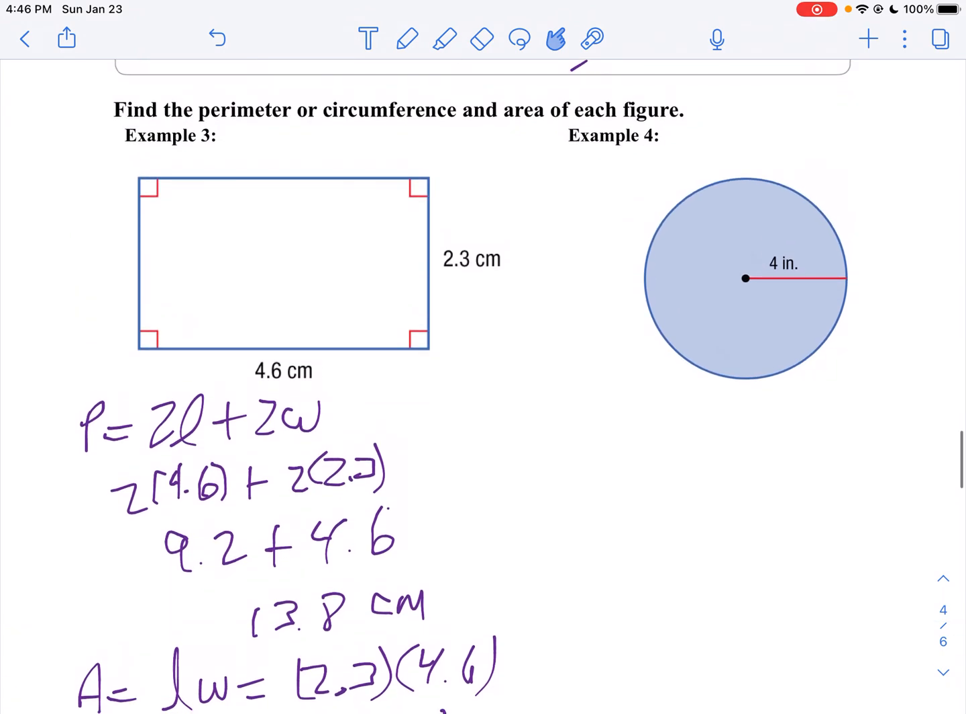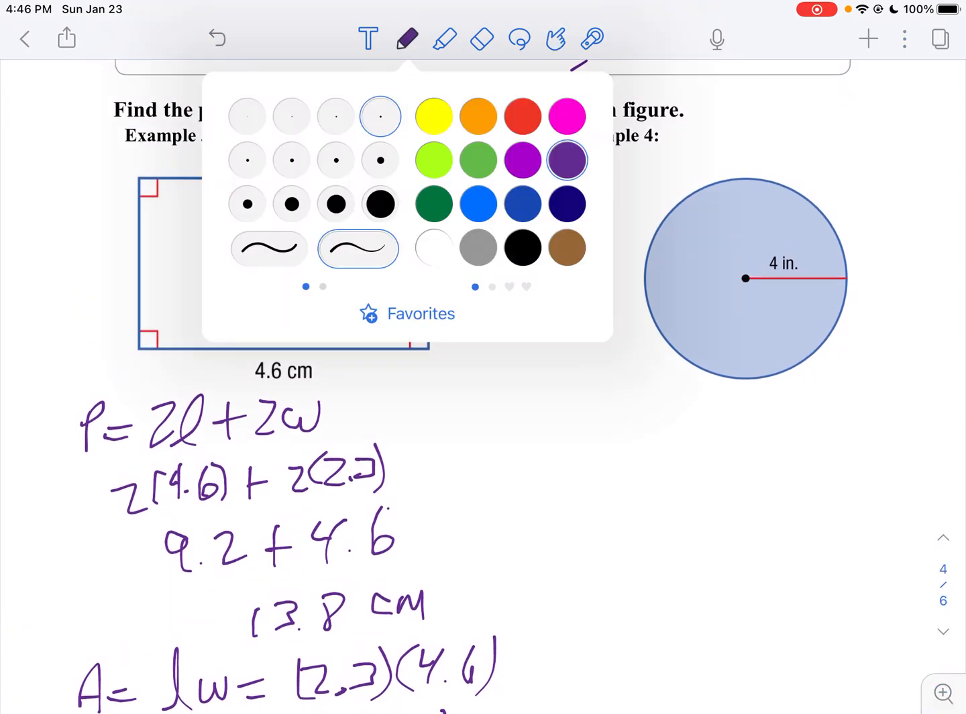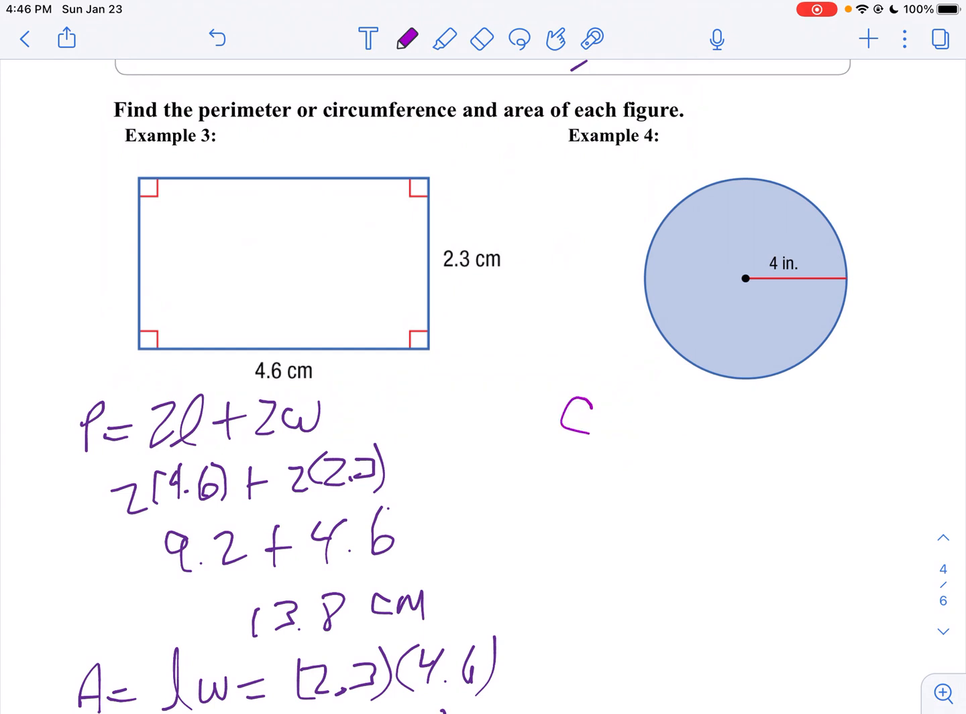Now let's find the circumference of my circle. The circumference of my circle is going to be 2 pi times r. And the reason I'm going to use that is because on this problem, I know the radius is 4. So I take 2 times pi times 4. Well, I know 2 times 4 is 8. So the exact answer is 8 pi.